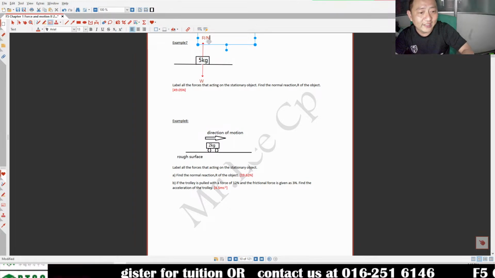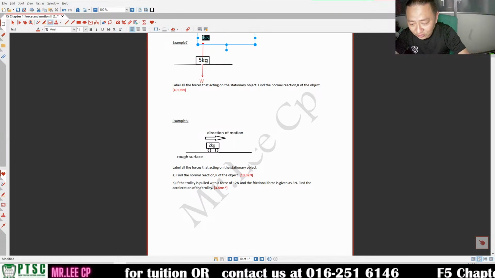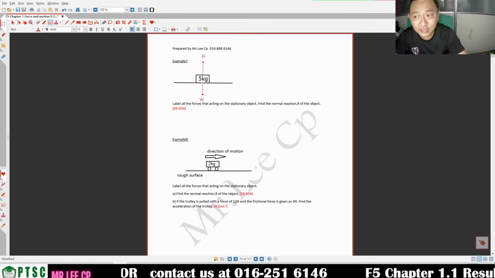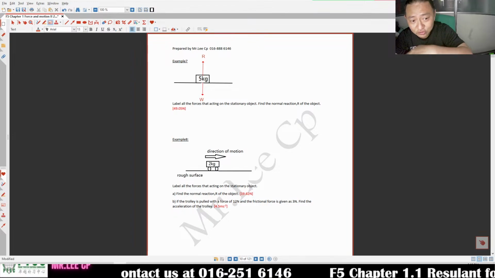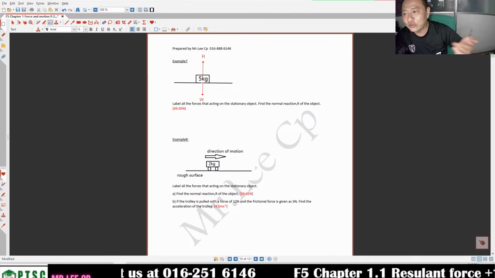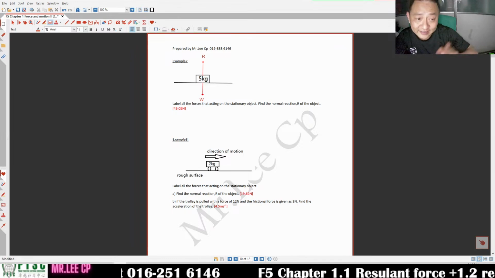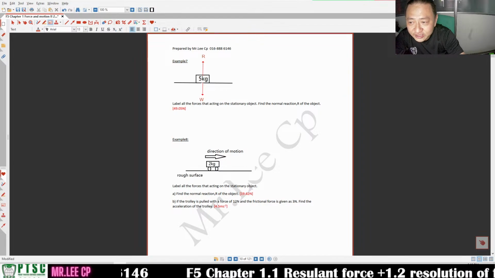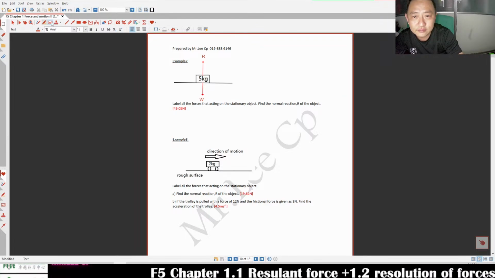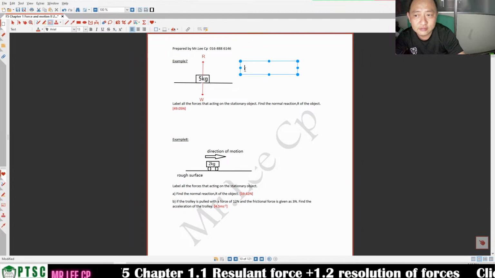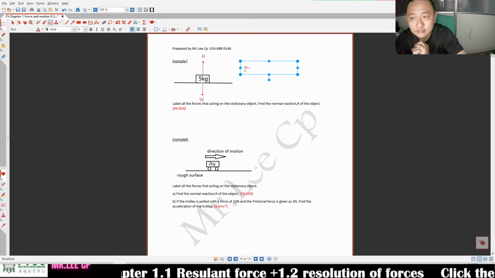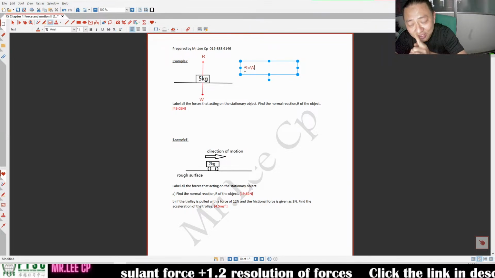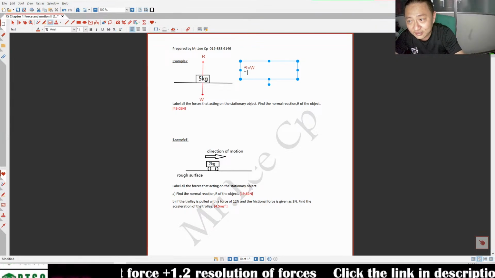Don't write R over N, cannot. If you want to use N, then N. Me, myself, I like to use R. If your teacher uses N, you follow your teacher. Alright? Now, for a stationary object, which one is bigger? R is equal to W. Why is R equal to W? Because it is not moving. Do you understand it?